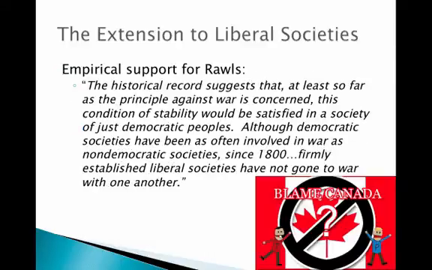Okay. Rawls gives some empirical support for the law of peoples, especially in stage one between liberal societies. So he says the historical record suggests that, at least so far as the principle against war is concerned, this condition of stability would be satisfied in a society of just democratic peoples. Although democratic societies have been as often involved in war as non-democratic societies since 1800, firmly established liberal societies have not gone to war with one another. So think about that. Democratic societies tend to not go to war with each other. This could, of course, change, but the historical record is in Rawls's favor in this case.